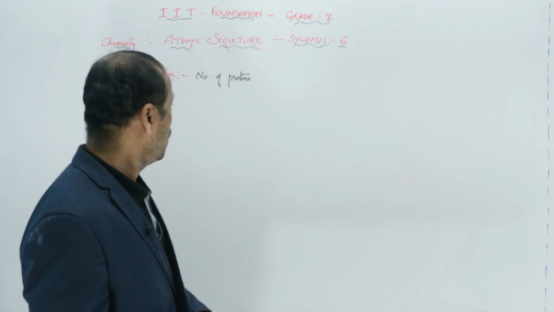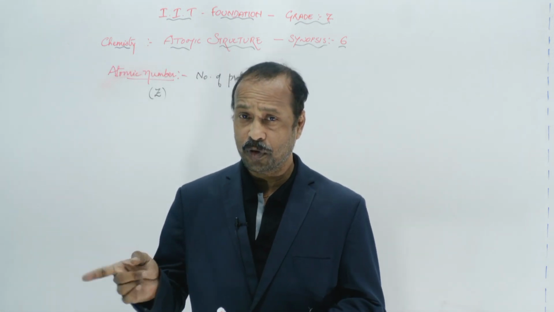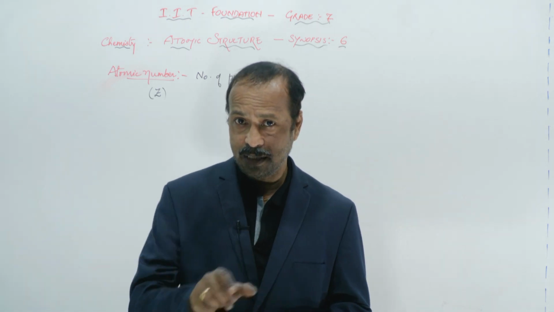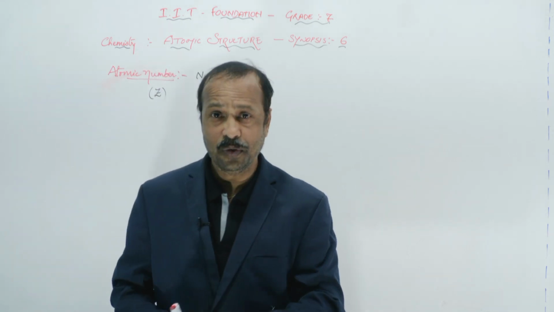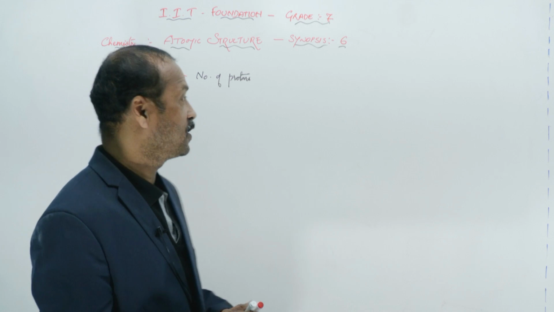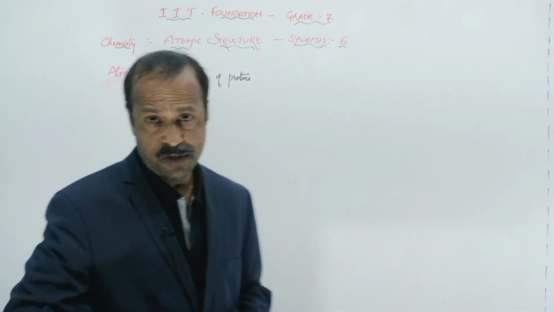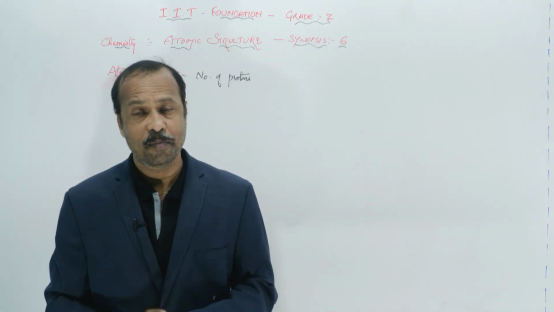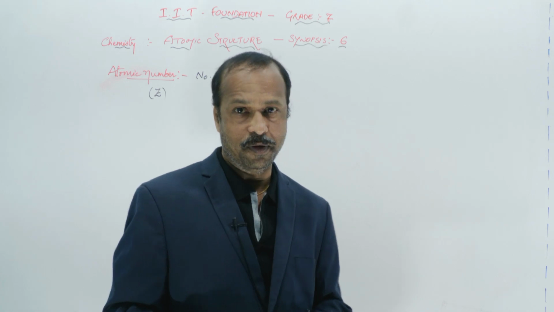Okay, so just now I said that in a neutral atom, the number of protons is equal to the number of electrons. So the meaning is what? Atomic number is also equal to the number of electrons. So atomic number means what? The number of protons, which is also equal to the number of electrons, in a neutral atom. That's about the atomic number.